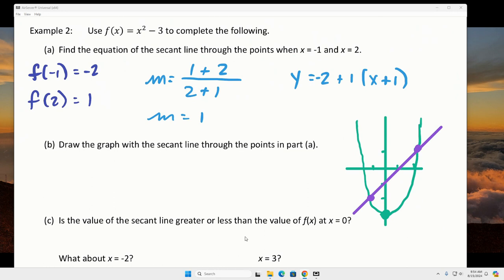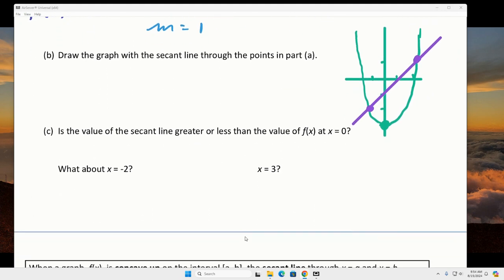Okay. And if you get that graph right, the next 3 questions you should be able to do okay. Just remember, when the point is above, it's going to be greater. If it's below, it's going to be less. So for C, they're asking about 0. And so on the secant line, that's where my 0 is, and then on the parabola, that's where it is. So what do you guys think? Is the secant line greater or less there? Greater, because it is above it.